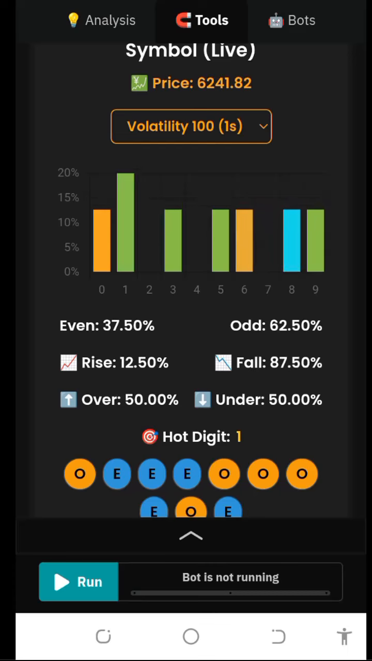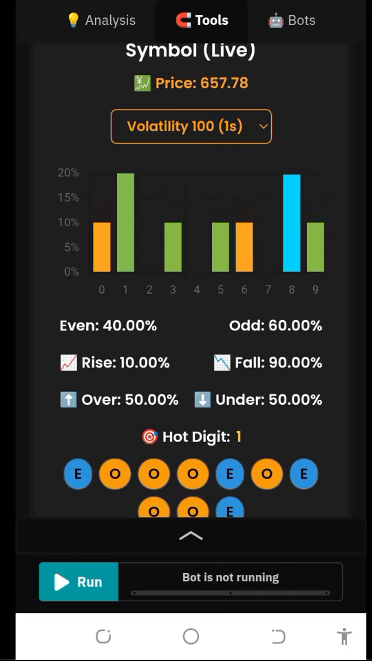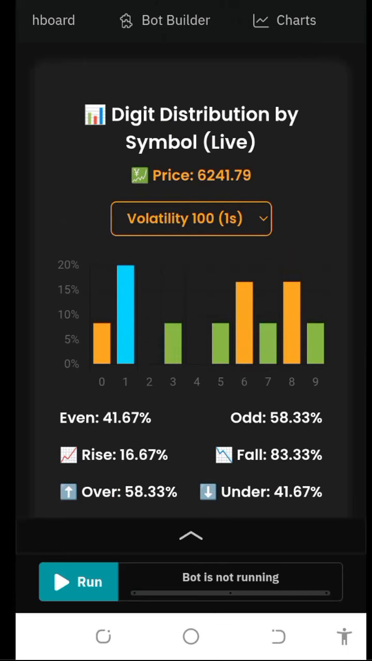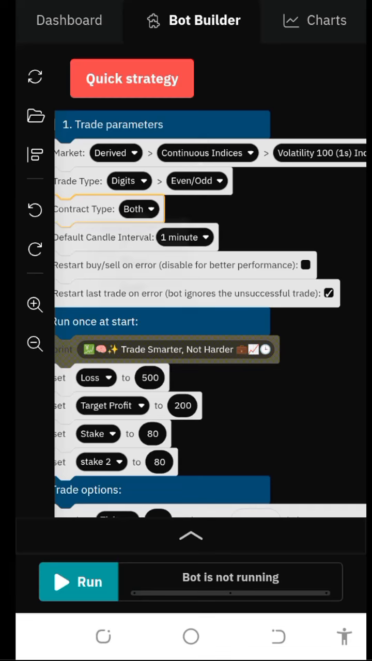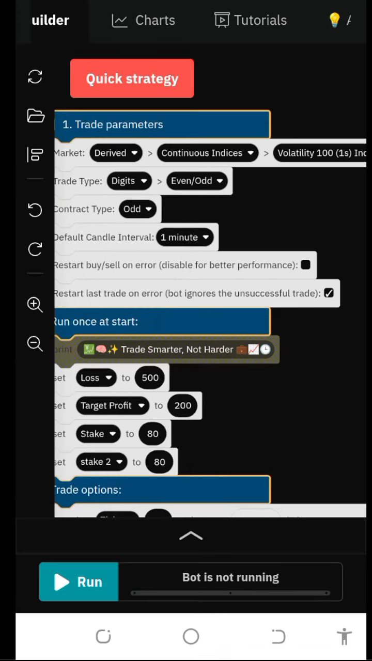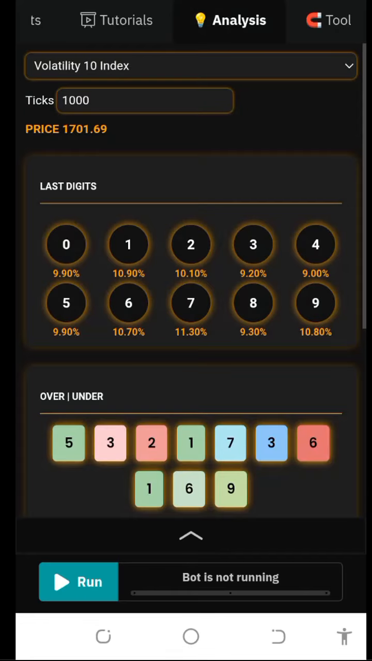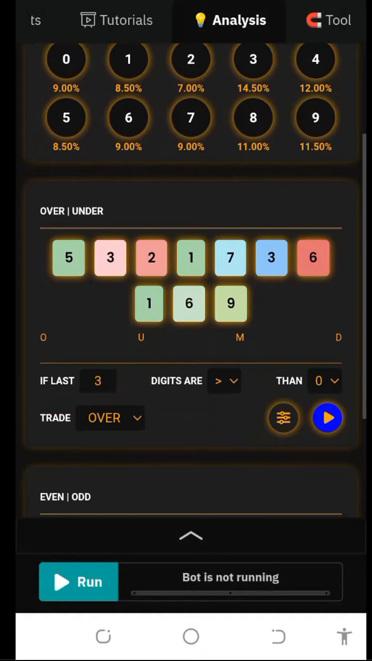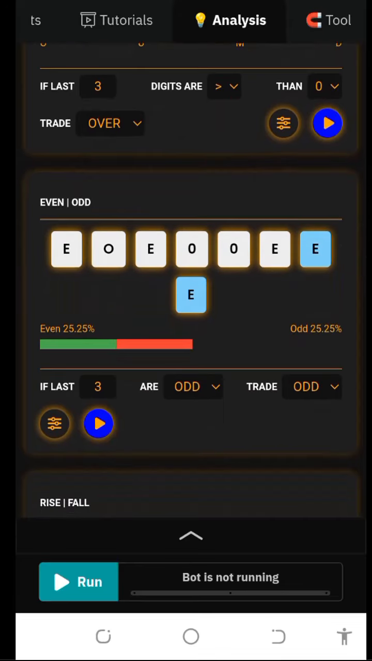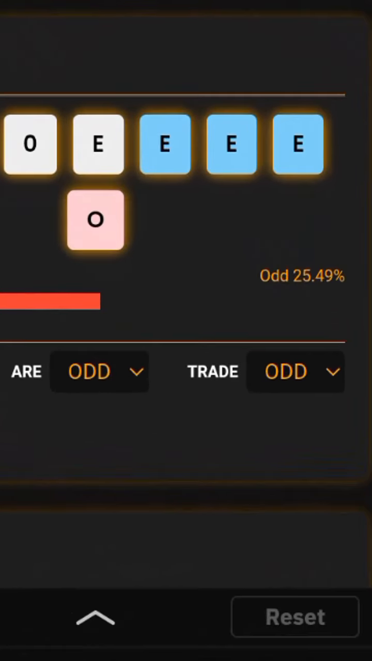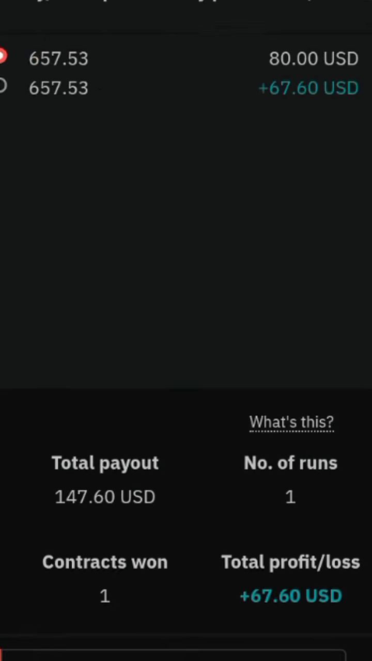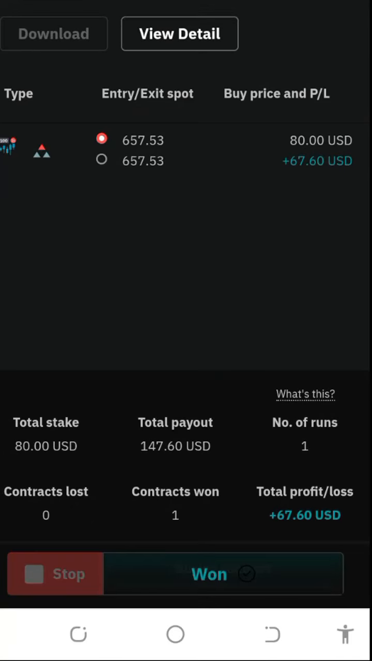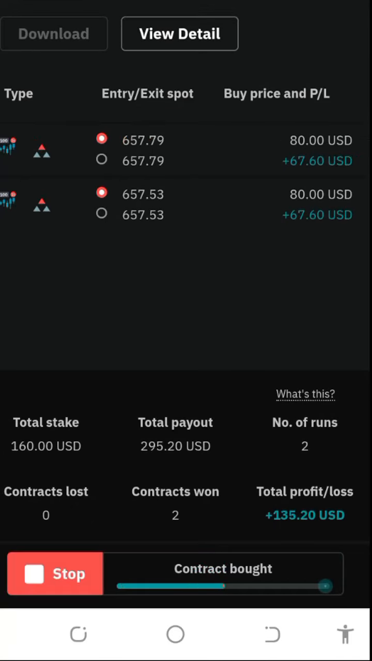Okay, so 100, we can see odd now again. You can see odd at 63, 58. So let's do this. Let's take odd, and then you simply now come back to the entry tool, select the volatility, and then we are waiting for 3 or more even like that, and we've entered with that odd. Okay, we've entered with that odd.